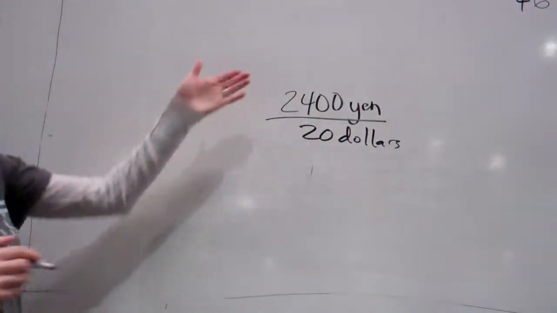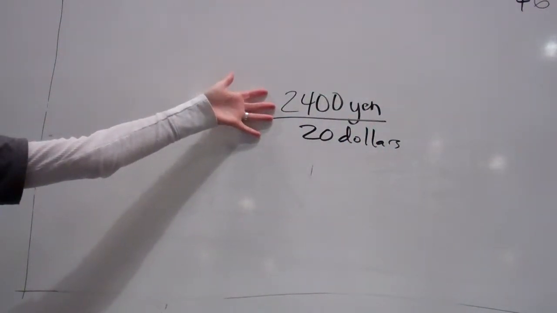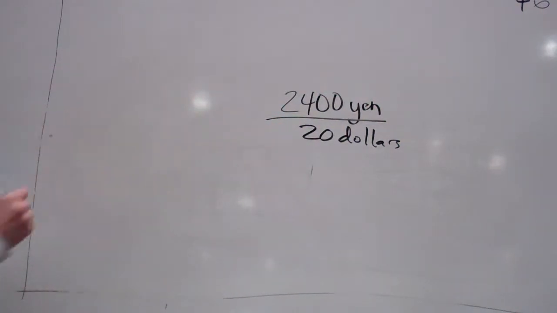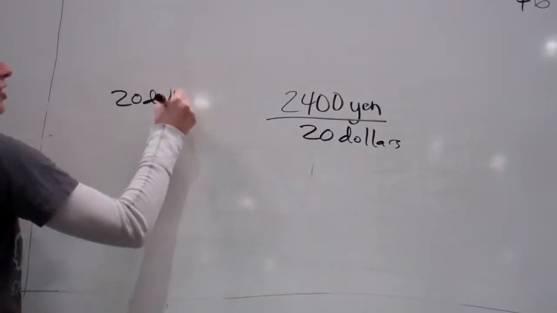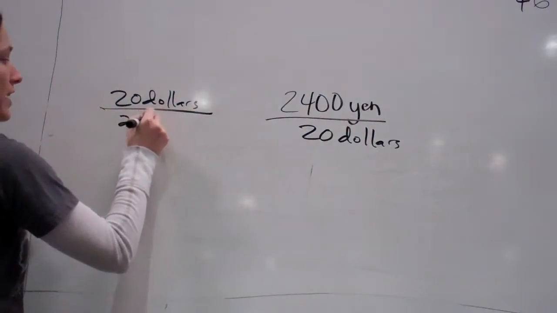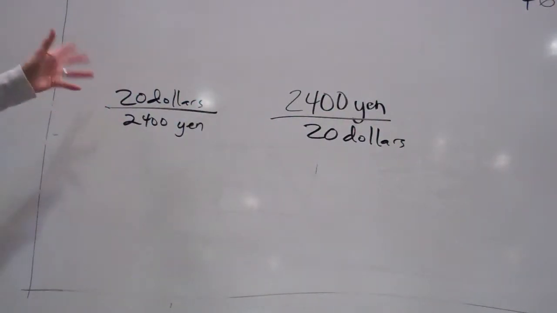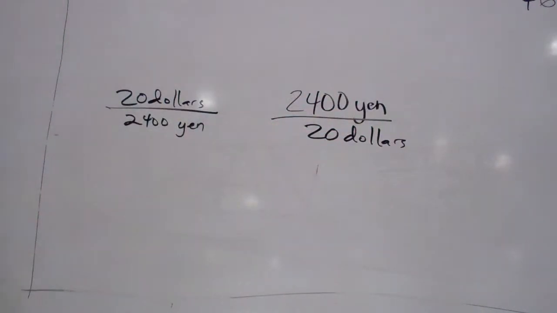So this is my rate. Does everybody understand what a rate is? This is yen per dollar. Or I could say, how many dollars could I get for 2,400 yen? Dollars per yen. I can exchange it, turn it around if I want to.